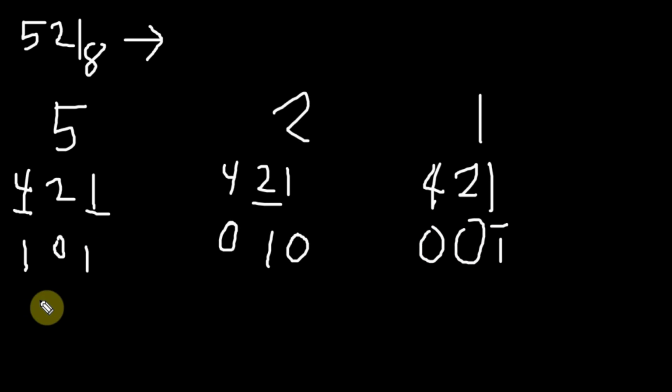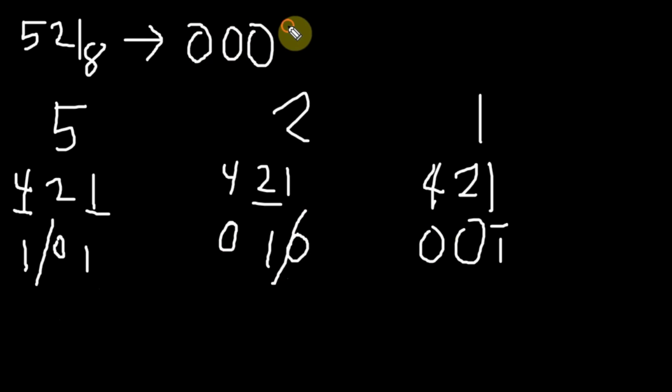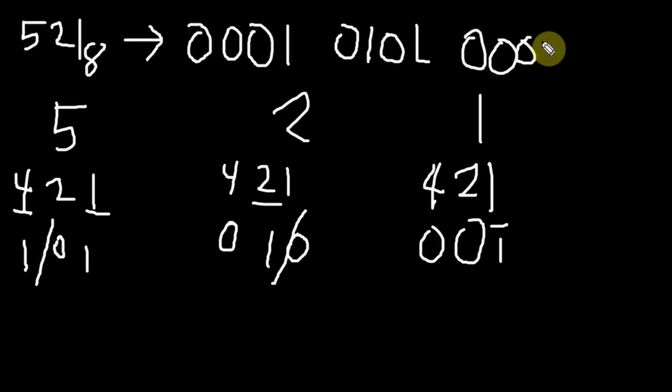From here, we arrange the binary numbers in groups of 4. So 0, 0, 0, 1. 0, 1, 0, 1. And 0, 0, 0, 1. Base 2. So we just added 3 zeros at the first place, so it could become a group of 4.